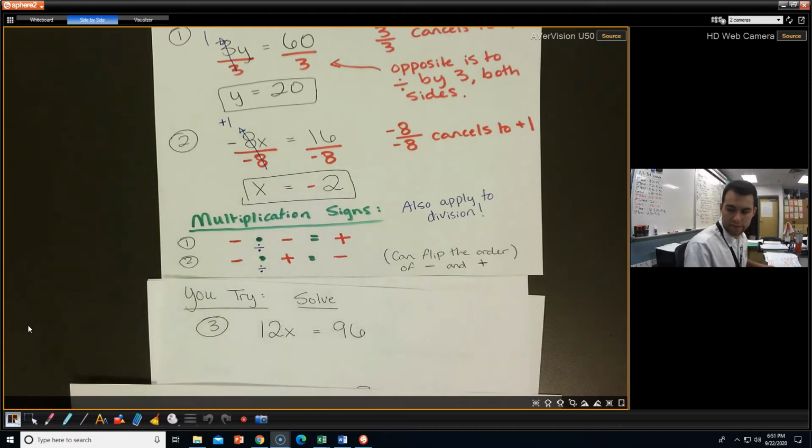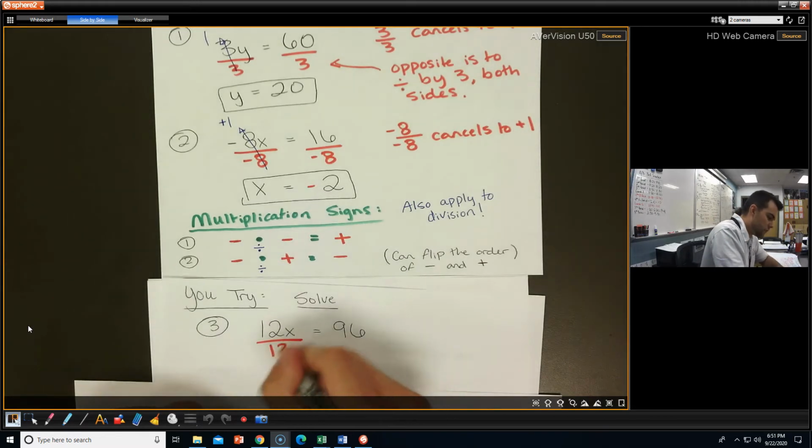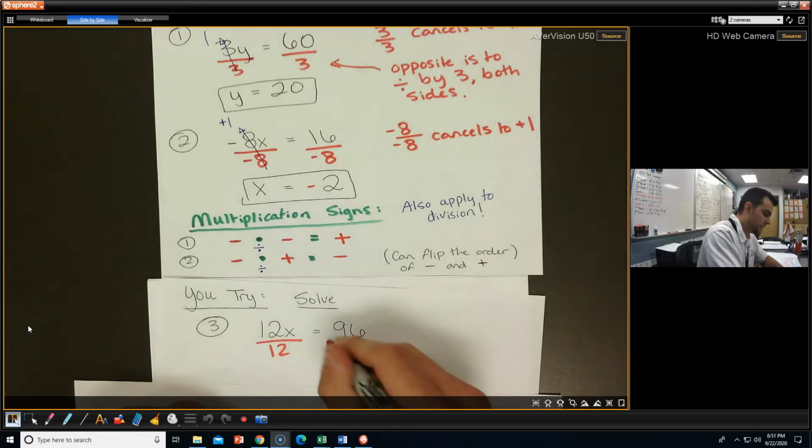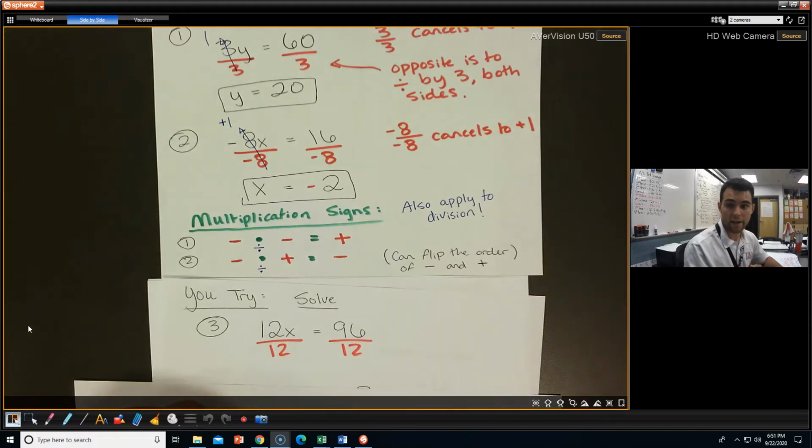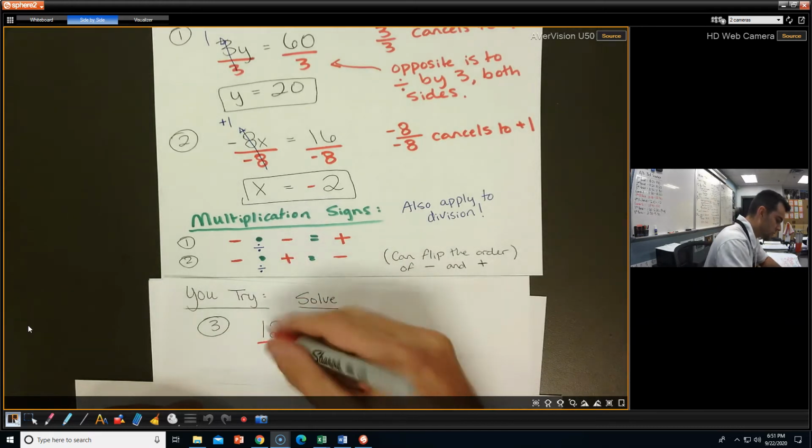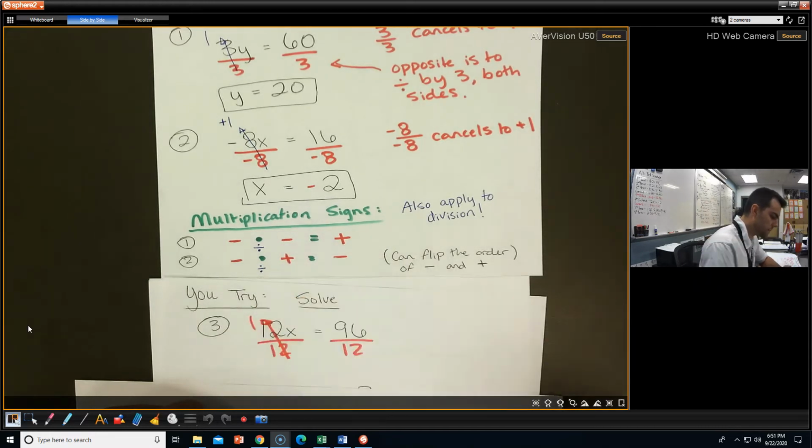So if we're looking at this guy, again, we're multiplying 12 by x. So the opposite of multiplying by 12 is dividing by 12. And what I do to one side, I do to the other. I hope that gets old and you just keep thinking about that, right? If you wake up from a fever dream and you're like, oh my God, do it to both sides. That's good. You're learning math. That's awesome.